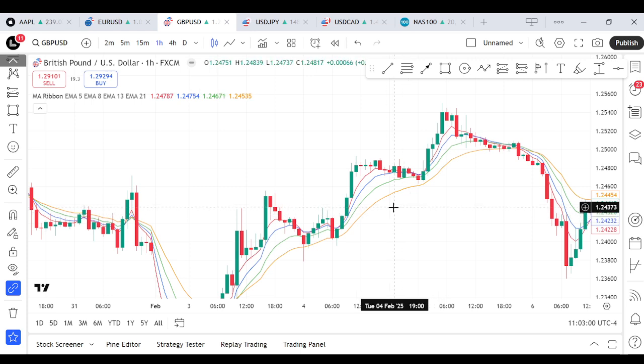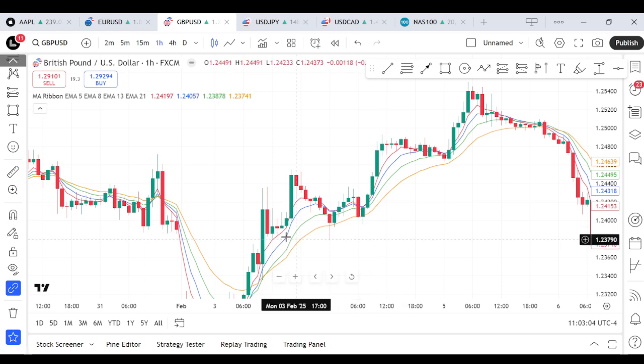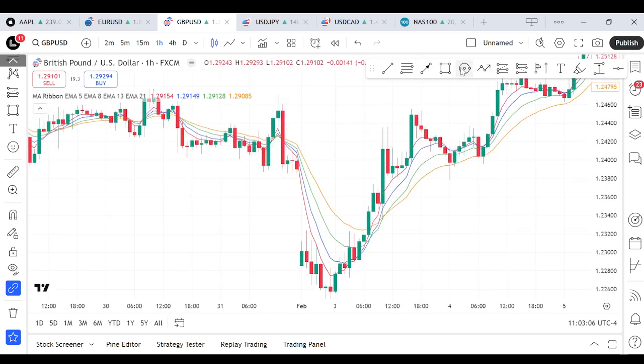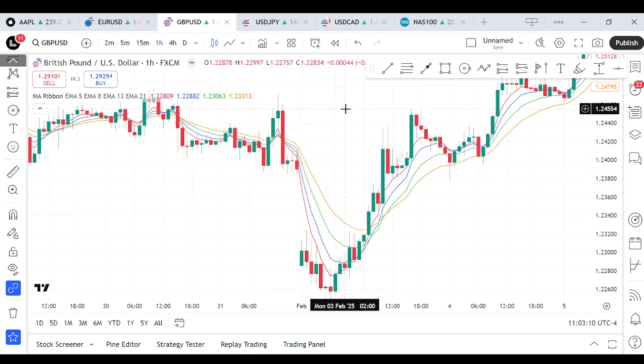So notice how in an uptrend, EMAs are stacked from the shortest to the longest period, while in a downtrend, they are stacked from the longest to the shorter period. You can see it here. And so the next step for this strategy is to look for a crossover.